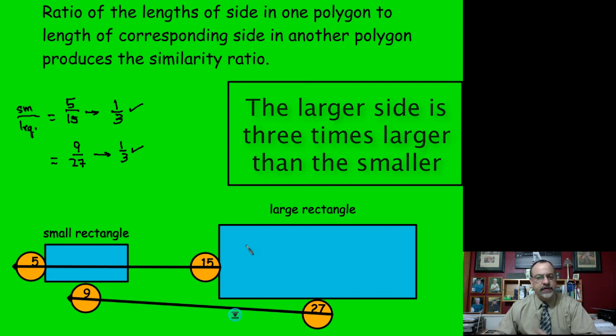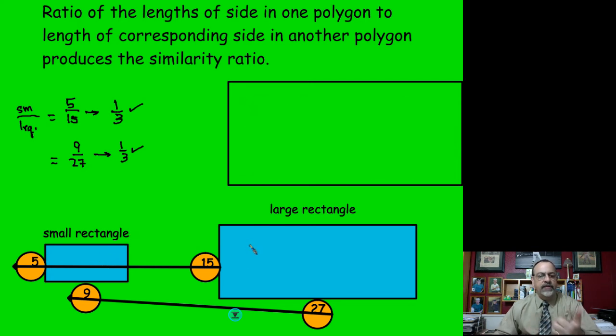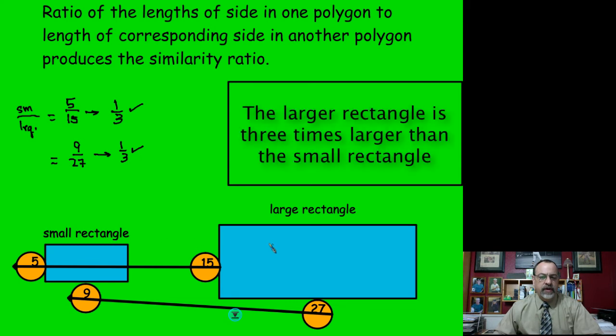Therefore, these two figures meet the condition of having all of their corresponding angles congruent, and the sides have the same ratio or the same proportion. Therefore, these two rectangles are similar. Okay? Now, while we're here, I want to make an important note about what this ratio is called.